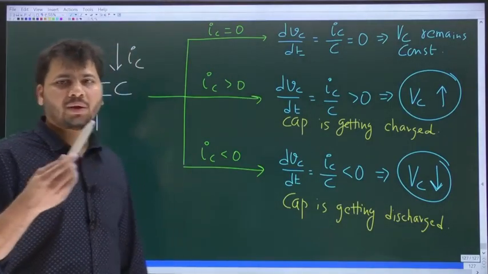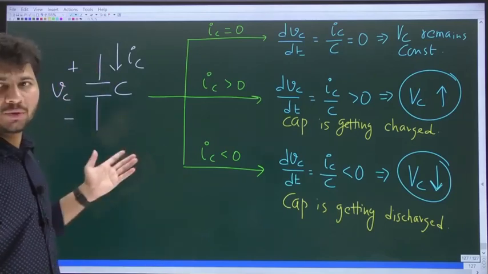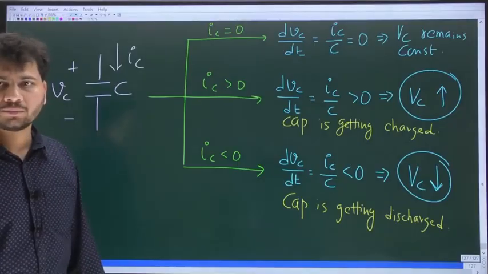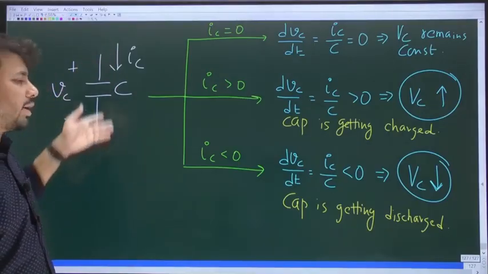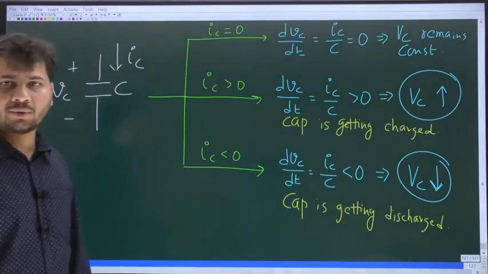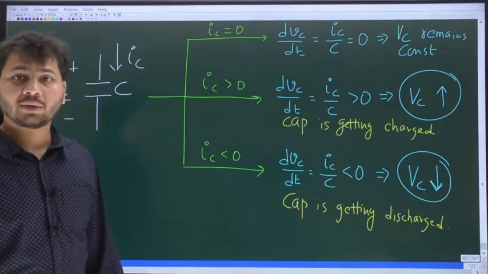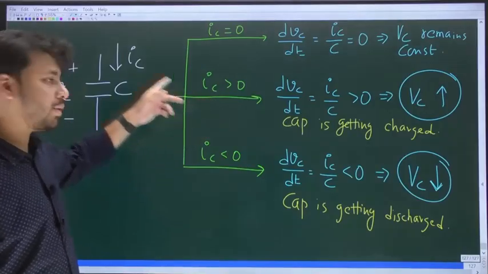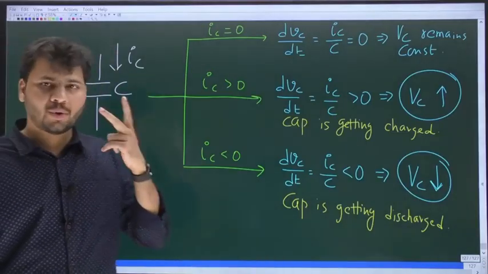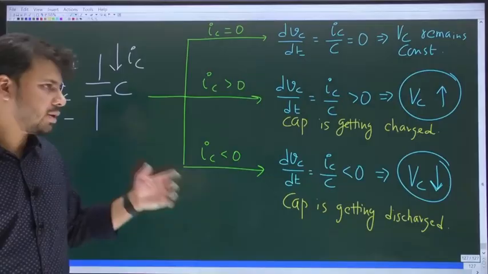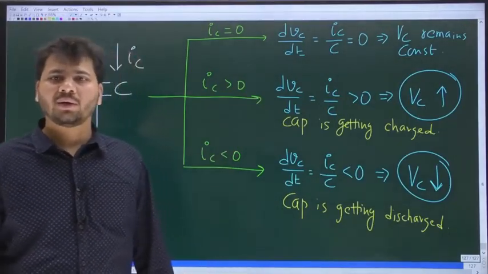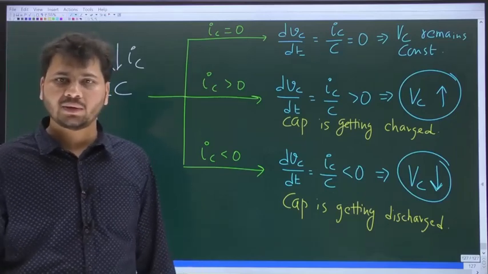You see, negative current flowing from plus to minus is the same as positive current flowing from minus to plus. Do you all agree with that? So the cap will get discharged. Positive current flowing from plus to minus, the cap will get charged. These two points should be very clear. If you know them, just by looking at the cap, you can decide whether it will get charged or discharged.